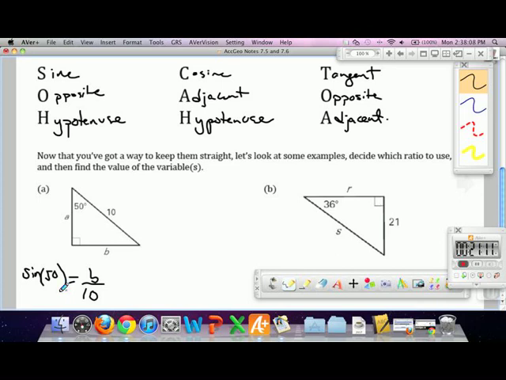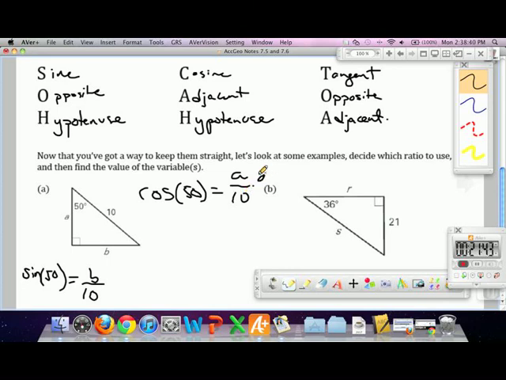How about a different one? Cosine uses adjacent over hypotenuse. So we can say cosine of 50 is equal to a over 10. And these functions work identical to the tangent thing. So if you want to solve for a, we can multiply both sides by 10 and get a is equal to 10 times the cosine of 50.